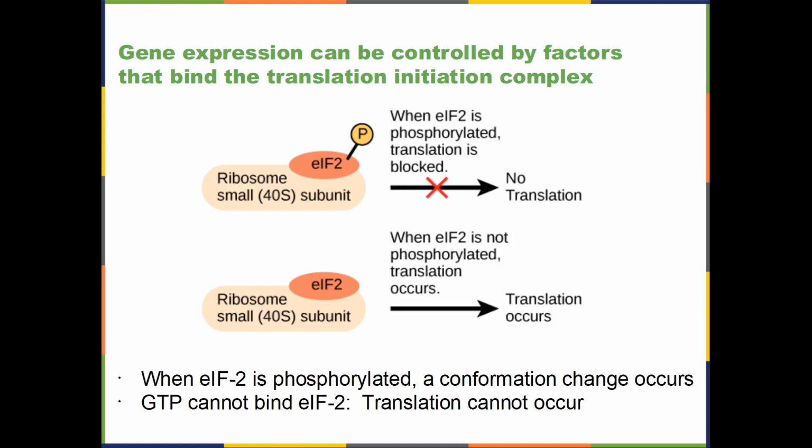All right, so this is a cartoon showing what we just talked about in the previous slide. Basically, gene expression or the translation can be controlled by proteins that will bind to the mRNA and prevent it or allow it to be translated.